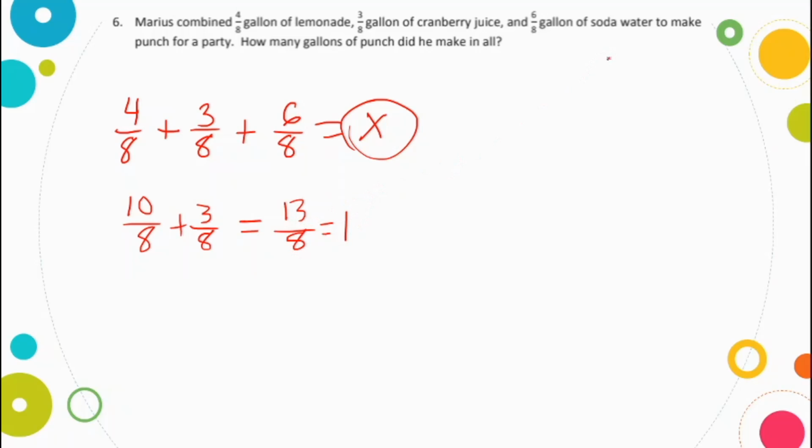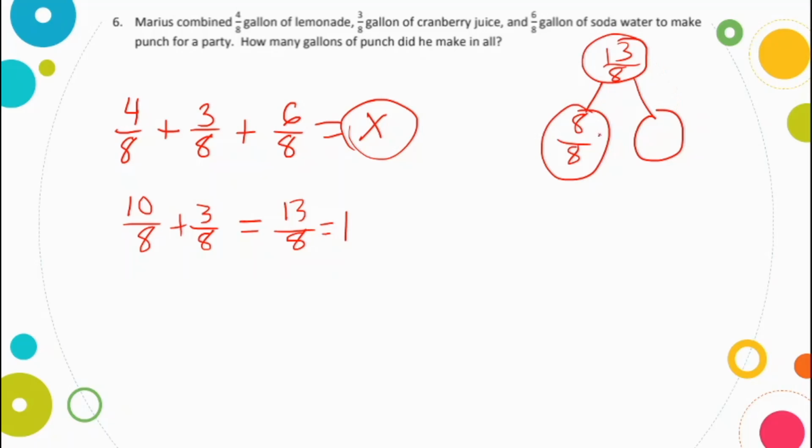And what's left over? If we're thinking about this as a number bond, we have 13/8, and we can collect 8/8 out. Once we do that, what's 13 minus 8? Well, that gives us 5/8. So it's 1 whole and 5/8. Now the question asks, how many gallons of punch did he make in all? Well, he made 1 5/8 gallons, right? So let's go ahead and put this in an answer statement.